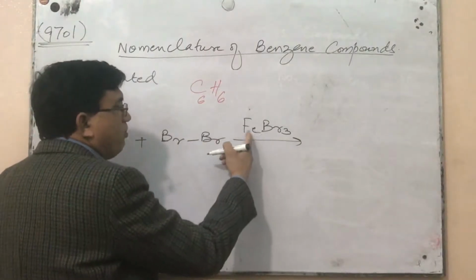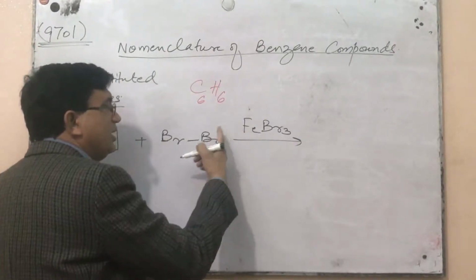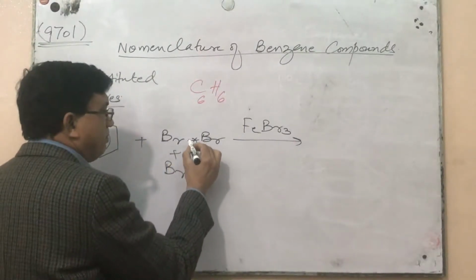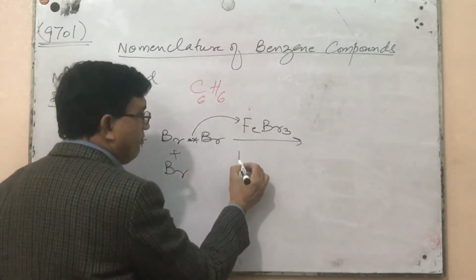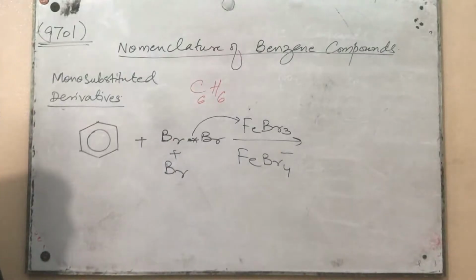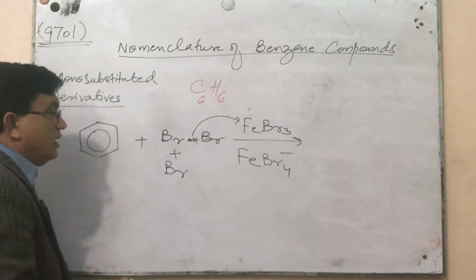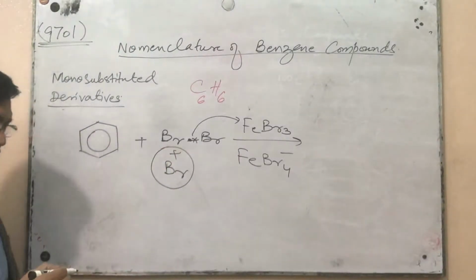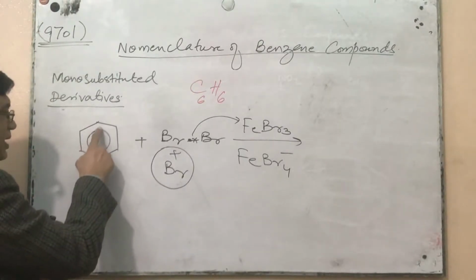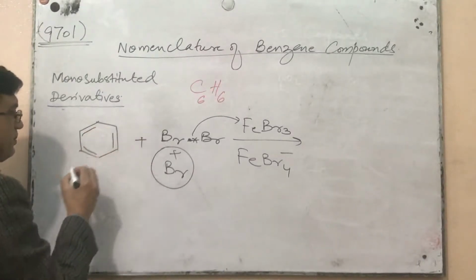First of all, the reaction of both these will take place. This is electron pair deficient. Automatically, this will react first along with its pair of electrons towards it, and it will form FeBr4 minus, leaving behind the Br positive cation. It means that now this is an extraordinarily strong electrophile. So the pi electron system present in the benzene ring can be represented just like this.